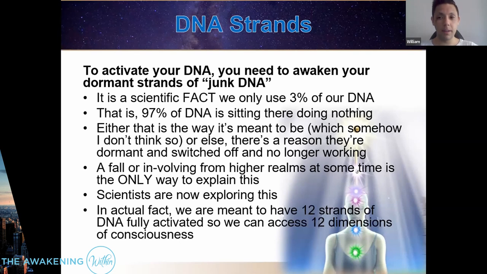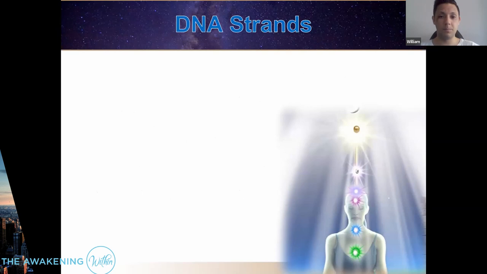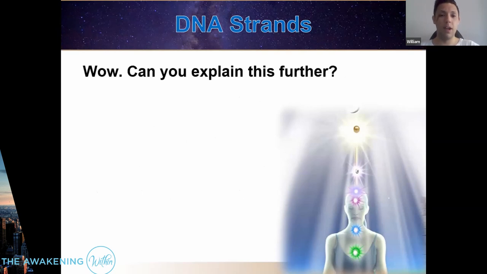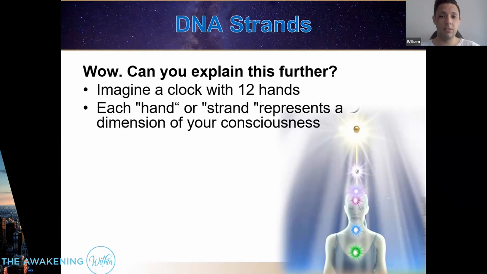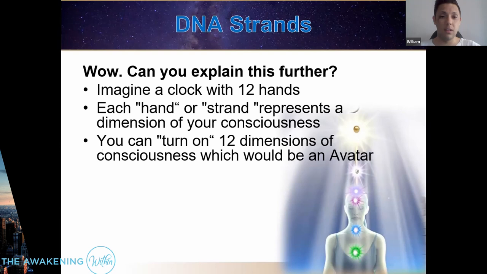In actual fact, we're meant to have 12 strands of DNA which are fully activated because it gives us access to the 12 dimensions of consciousness. That's the way that it's meant to be. Okay, wow, so can you explain this further? So the way you can imagine it is this. Just imagine a clock with 12 hands. And each hand or strand represents a dimension of your consciousness. You can turn on 12 dimensions of consciousness, which would be an avatar.